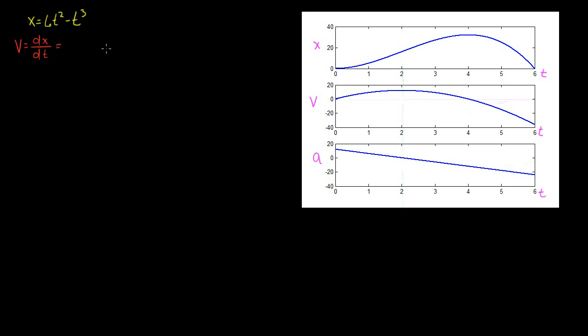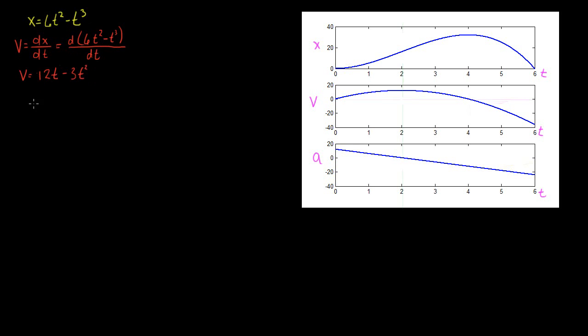So we know what its position is. We know its position is 6t squared minus t cubed. And we know the denominator is dt, so it's the derivative of x with respect to time. And if we perform this derivative, we get the velocity is equal to 12t minus 3t squared.